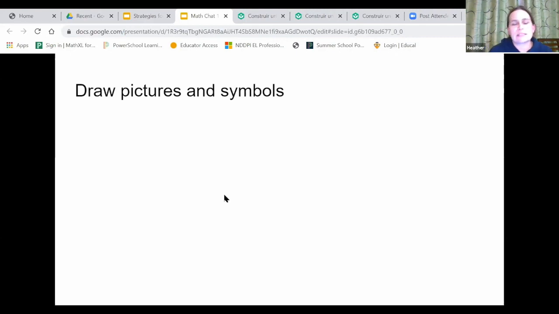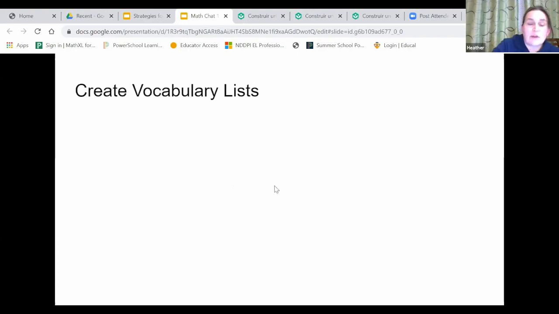So their idea was to draw pictures and symbols. And then it said, these students need considerable help in representing word problems through symbols and pictures, and maybe one more sentence. So it didn't really give too many ideas, so I just put the titles up here. I don't know if these ideas or titles jog any specific examples that you've done before or any strategies that you've used. The next one was create vocabulary lists.